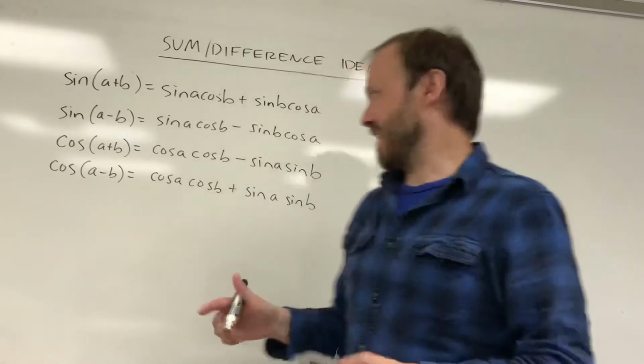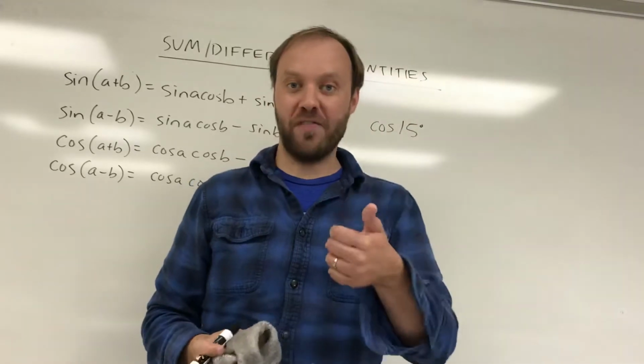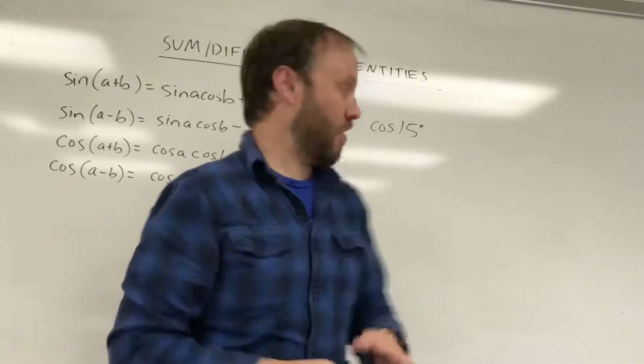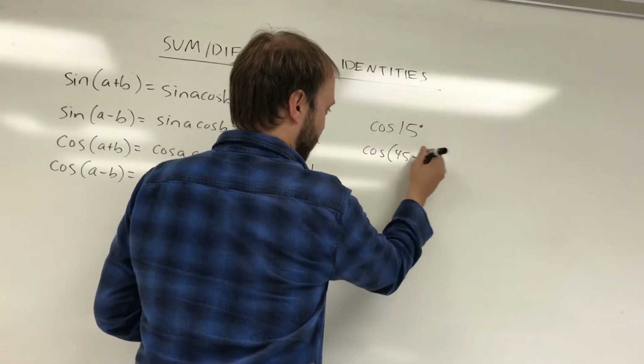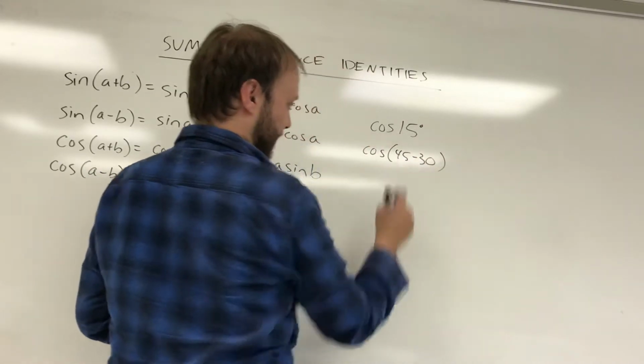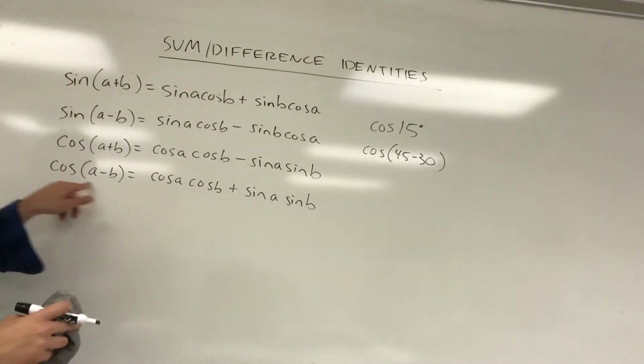Just two angles that you can either add or subtract to get 15. I'm thinking 45 and 30. This is the same thing as the cosine of 45 minus 30, right? 45 minus 30 is 15. So we're going to use the difference identity for cosine.